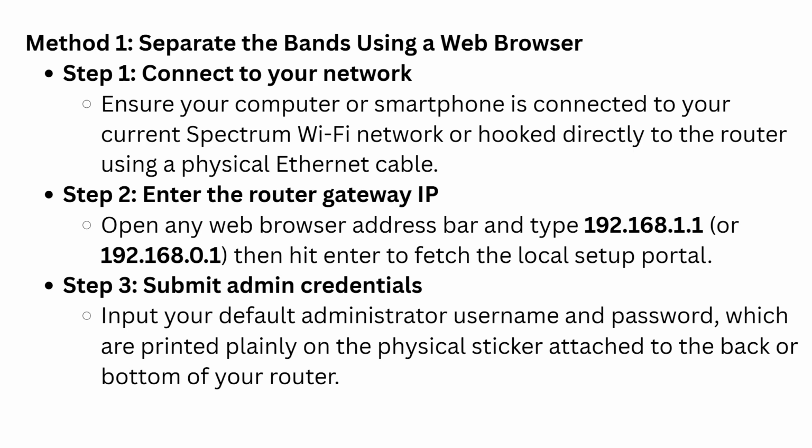Step 2. Enter the router gateway IP. Open any web browser, and in the address bar type 192.168.1.1 or 192.168.0.1, then hit enter to fetch the local setup portal.